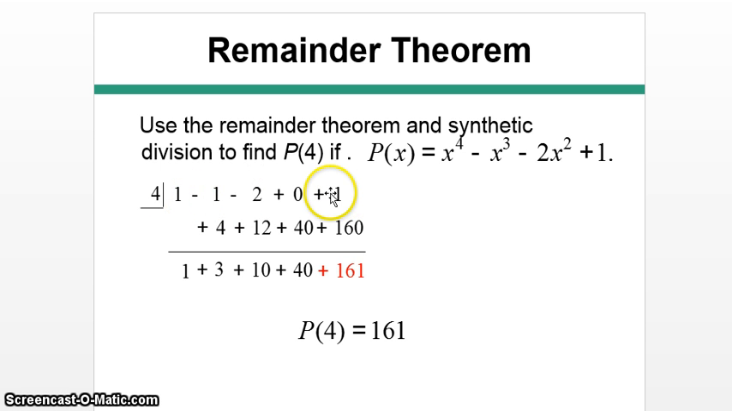After writing these, bring down the number 1 below the line and multiply this 4 with 1. After multiplying, you write down this 4 below negative 1. Then add them. We'll get 3. Again this 3 multiplied by 4 will get 12. You add them and we'll get 10. Again this 10 you multiply with 4, then we get 40. You just add 40 with 0, and we get 40. Again this 40 multiplied by 4, you write down under 1 and add them, you get 161.